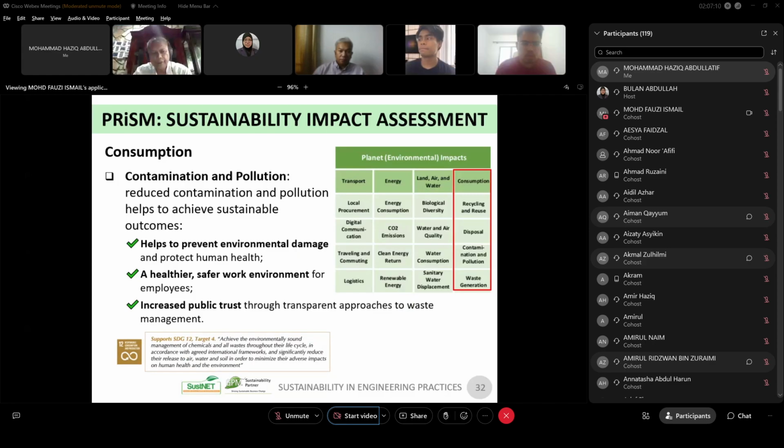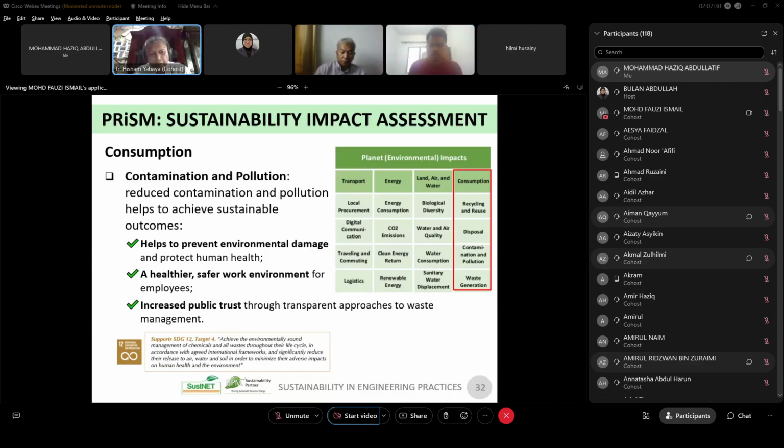So by having reasonable consumption, you actually avoid contamination as well as pollution. In the long run, you help in terms of environmental impact, to make sure that you don't have any leaching of water into the ground, you do not have any release of toxic gas into the environment. You also will not have any noise pollution and so on.